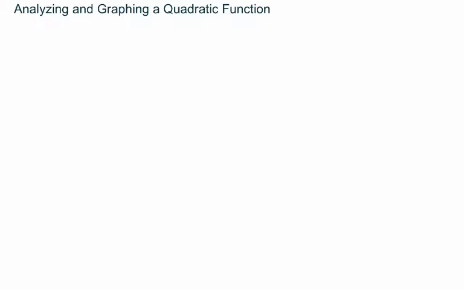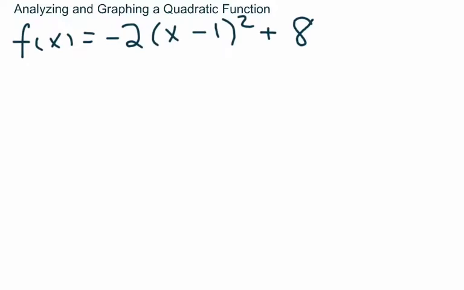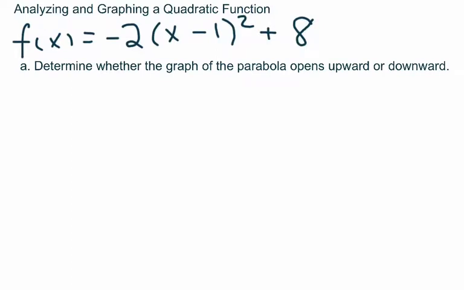In this video, we'll be looking at analyzing and graphing a quadratic function. Let's consider f of x equals negative 2 times x minus 1 squared plus 8. We will determine whether the graph of the parabola opens upward or downward.